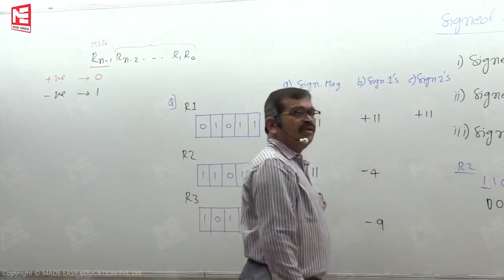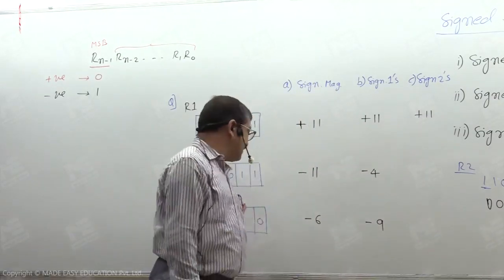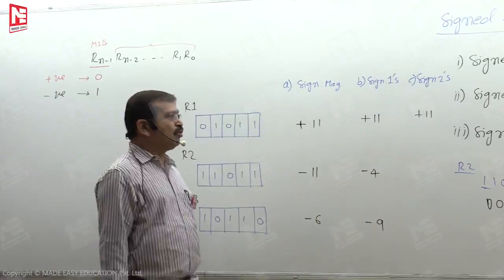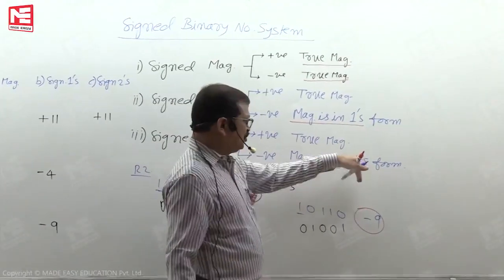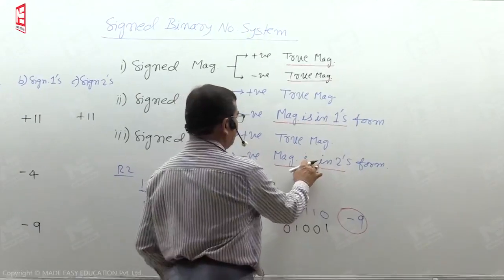Coming to registers R2 and R3, the stored numbers are negative. So the magnitude is not the true magnitude. The magnitude is in 2's complement form.